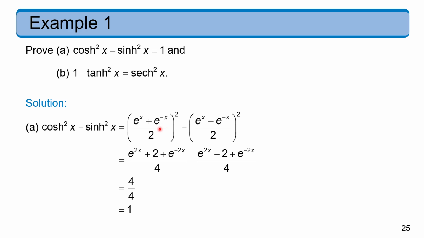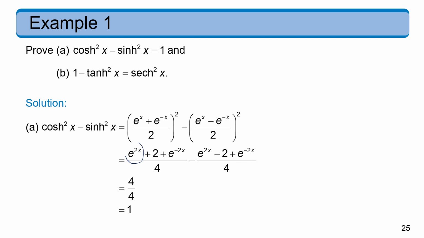And then the last is e to the negative x times e to the negative x. Adding the exponents, we get e to the negative 2x. And then the denominator is also squared, so it becomes 4. Then we have this minus, and then we do the same thing, almost identical, except we have a minus here. And the only difference is this 2 will be negative.